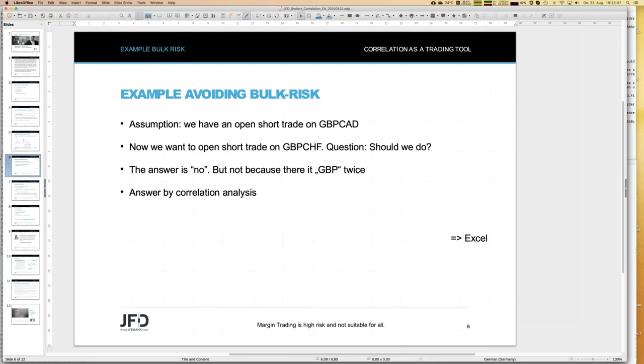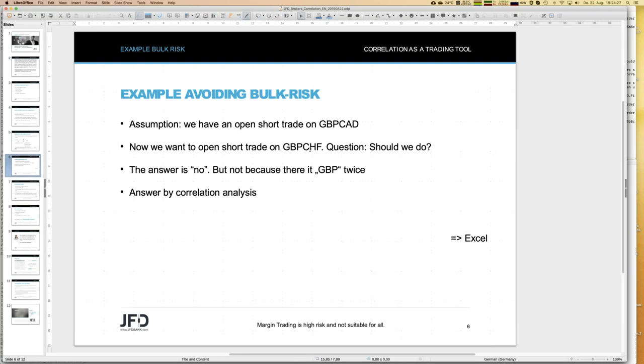And now we see from chart analysis, for example, a good chance to open another trade, which would be a short trade on British pound, Swiss franc. And now the question is, should we do it? And the final answer will be no. And the reason is not just because we have in both forex pairs the British pound twice, so in British pound Canadian dollar, British pound Swiss franc, because that alone is not already telling us the complete story.